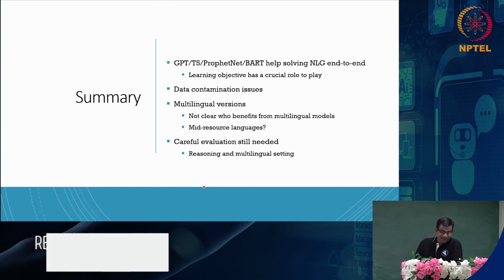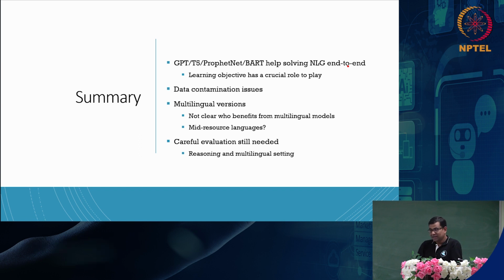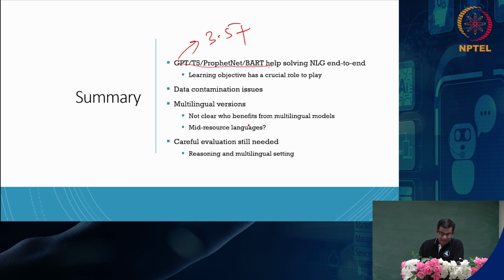Okay, so to summarize, GPT, T5, ProphetNet, BERT help solve NLG problems end to end, and the learning objective has a crucial role. So if you are working on a natural language generation problem, you can trust any of these models. They are fairly good on their own. But of course, currently you have advanced GPT models, 3.5 plus. Data contamination is an issue, so that's a problem.